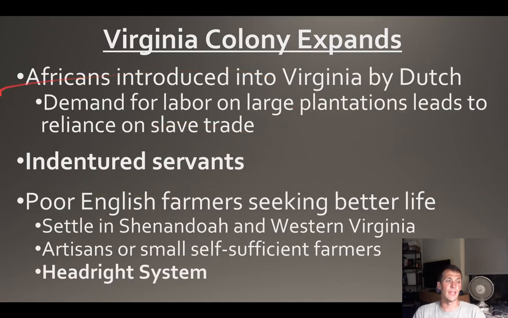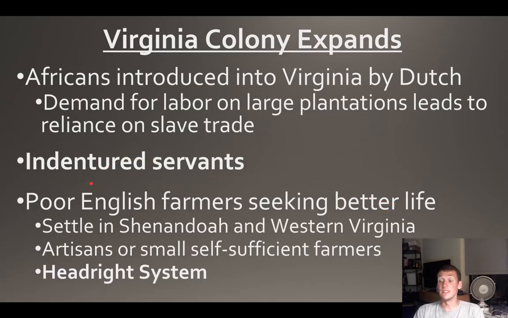So the Africans were introduced by the Dutch to feed this demand for large-scale labor, right? With these larger plantations, as the colony starts to expand, they're going to rely heavily first on the indentured servants, but eventually it's going to be kind of an exponential growth, right? The slave population is going to shoot up once people more and more realize the benefits of slavery, sadly, right? So the indentured servitude is going to kind of go away, and you're going to get more and more of these slaves coming in. Right, so poor English farmers.